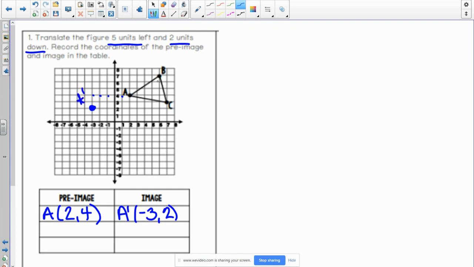Do the same thing with B. Count 1. So I should go left first. 1, 2, 3, 4, 5, and 2 down, 1, 2. So it looks like right there. So B, go back here, is at 6, 7. And now B prime, the moved point, is at 1, 5. Yep, I put that wrong one. So erase this point right there. 1, 5.